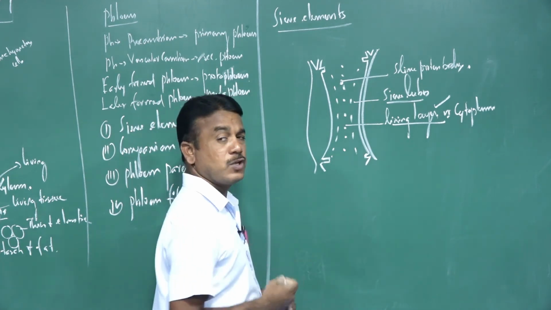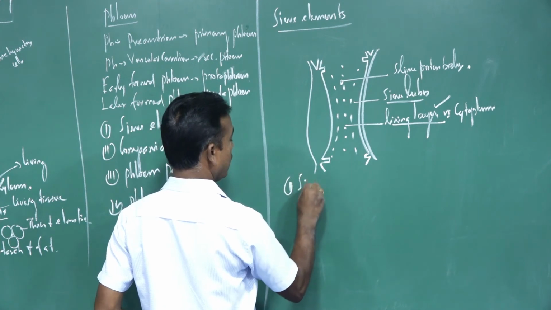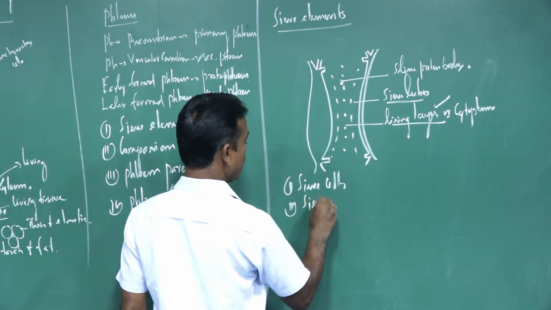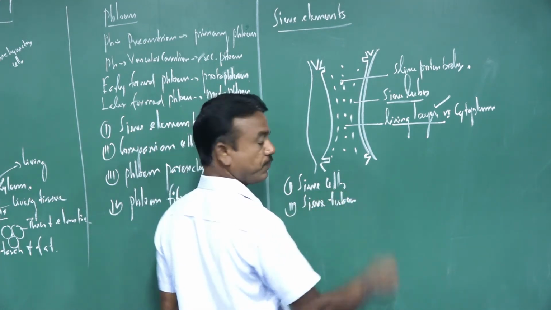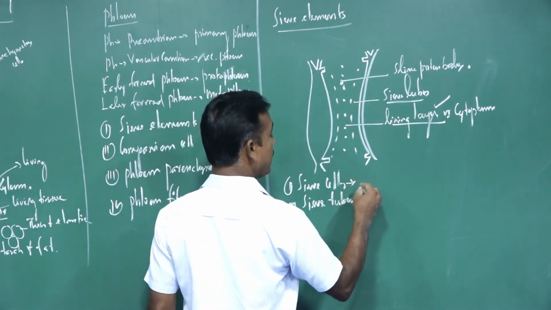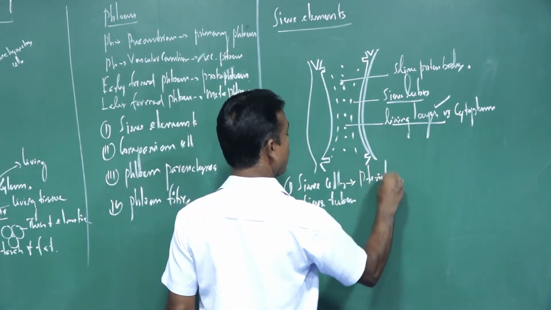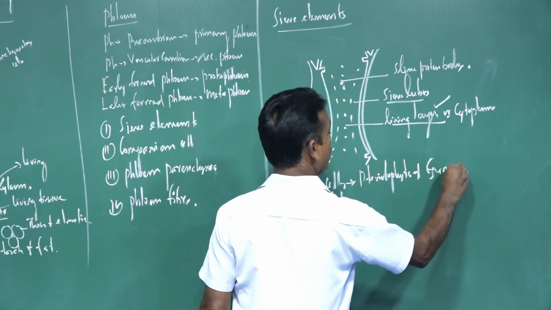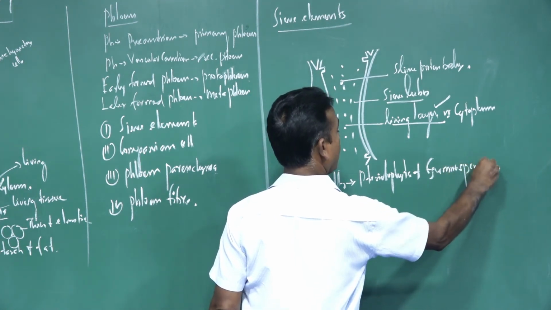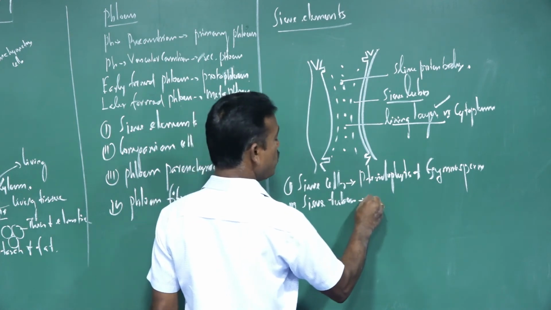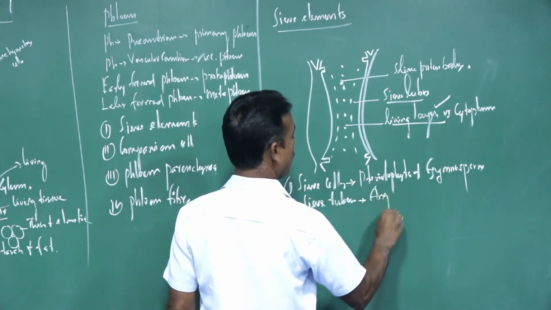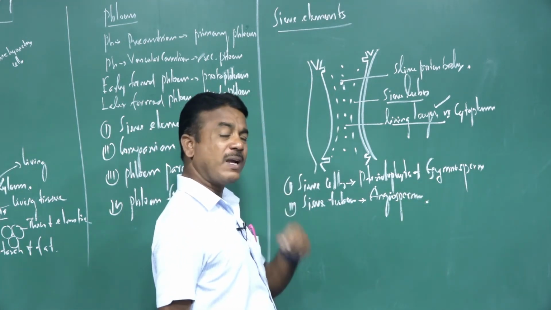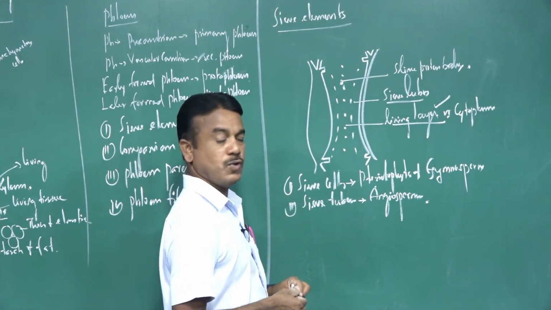The sieve elements can be classified into two types, namely sieve cells and sieve tubes. Sieve cells are present in pteridophytes and gymnosperms. Likewise, sieve tubes are present in angiosperms. So how do we differentiate sieve cells from sieve tubes?